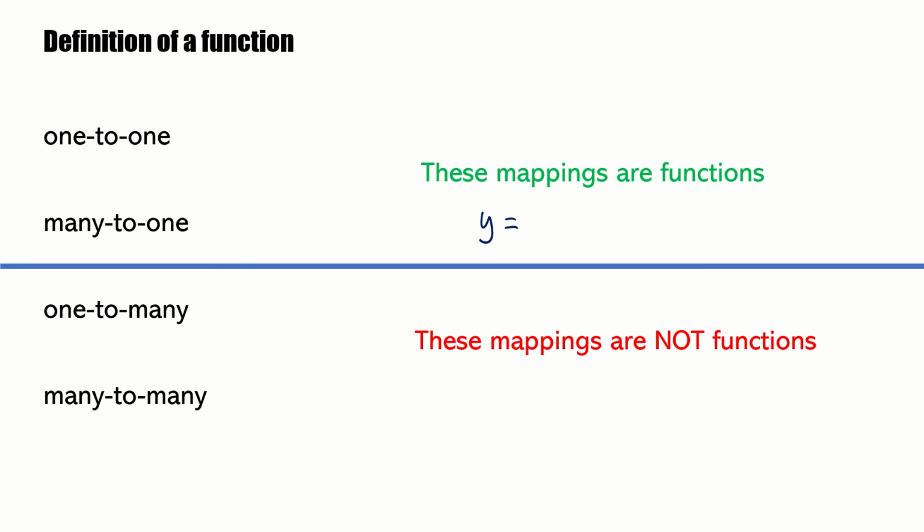So that is something you need to be aware of, the definition of a function. It all just comes down to what type of mapping it has. So if they ask you a question or even give you a graph and go, is this a function, and give reasoning, all you've got to do is identify what mapping it is and then justify, depending on what type of mapping it is, whether it is a function or not.